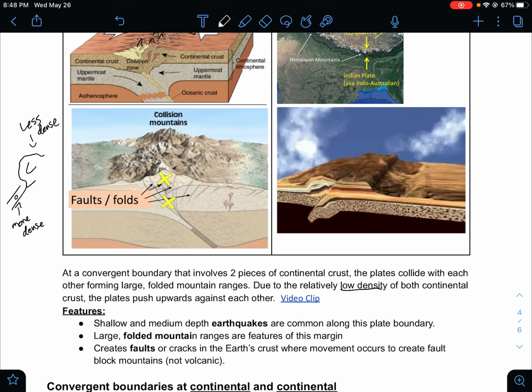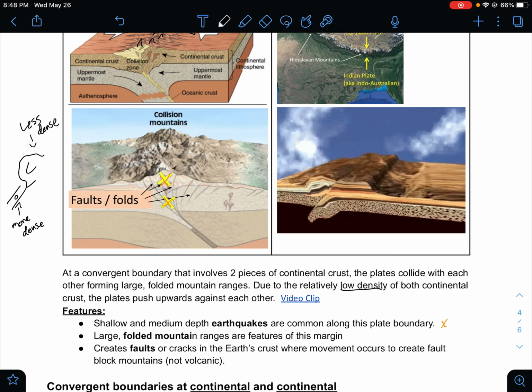So three features here. Shallow and medium depth earthquakes are common along this plate boundary. Well, we have been nice enough to mark those on here for you. So those X's represent the shallow and the medium earthquakes that are found on the plate boundary. Okay, we don't have deep earthquakes here because we don't have subduction. We only have the surface level and then the stuff up in the mountains. So the shallow and the medium earthquakes there. And then large folded mountain ranges are the features on this margin.